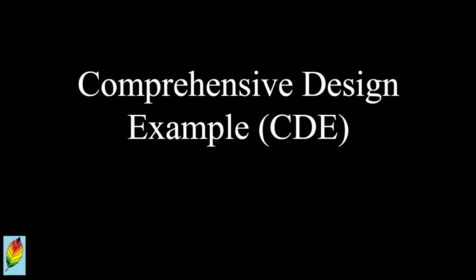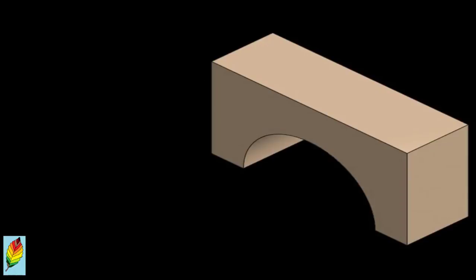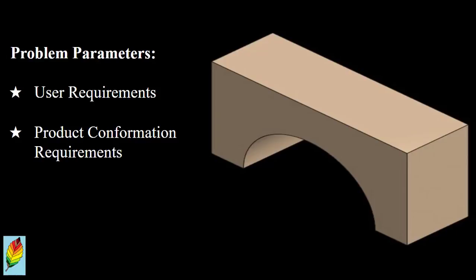Hello everyone. This video is dedicated to tying everything discussed in the course into a comprehensive design example. The example that we will be using to illustrate the entire computer-aided engineering process is the design of a toy arch bridge for children. The problem parameters that will drive part parameters are user requirements, and the conforming requirements that allow us to sell this arch bridge as part of a set of building toys.